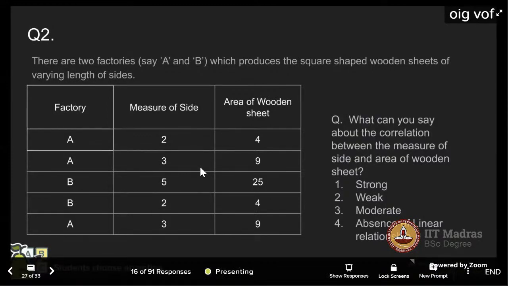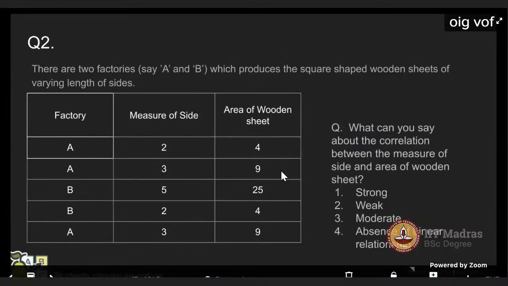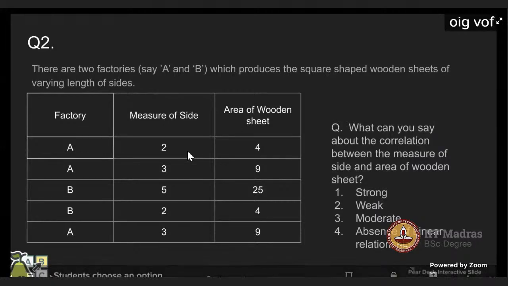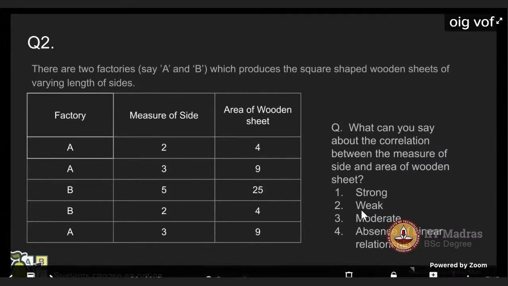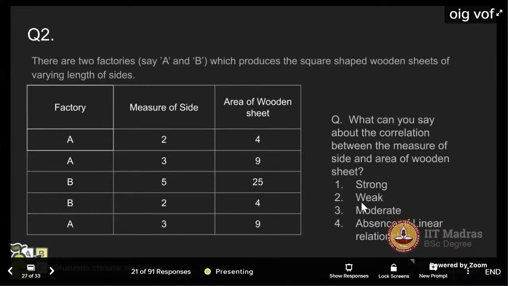Sir, when can we say absence of linear relationship? When the value of r is between minus 0.25 and plus 0.25. Moderate is 0.5 to 0.75, the absolute value of r. For weak, it's 0.25 to 0.5. And for strong, it's 0.75 to 1.